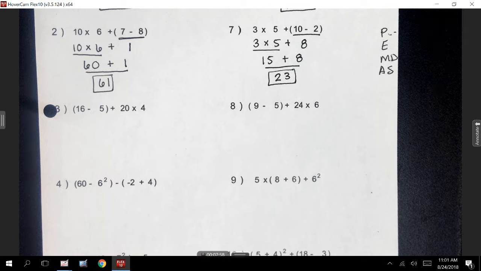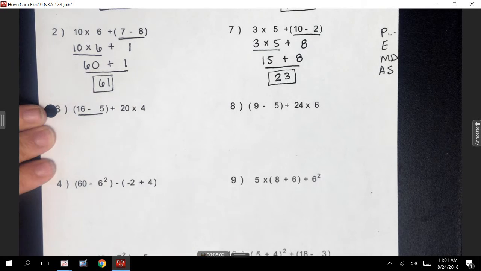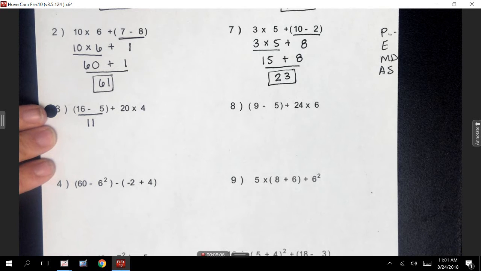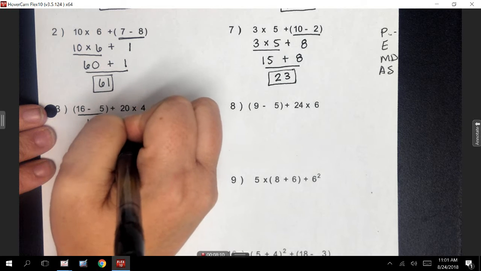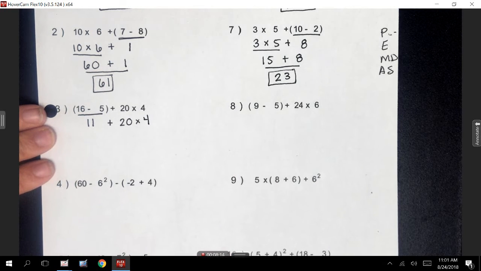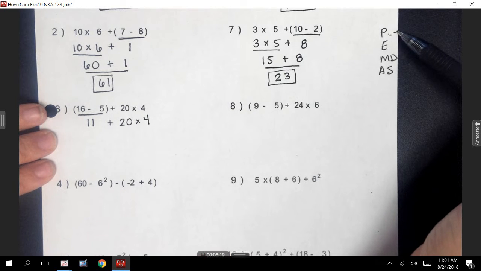Are there any parentheses? Yes. So we're going to start there. 16 minus 5 would give me 11. That was the only thing in the parentheses, so I don't need to write them anymore. Plus 20 times 4, because I haven't done anything with those yet. All right, looking at the problem again. Are there any parentheses now? Nope, we got rid of them.